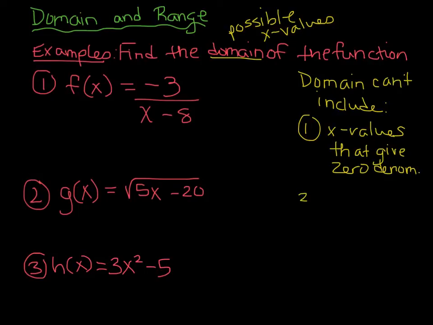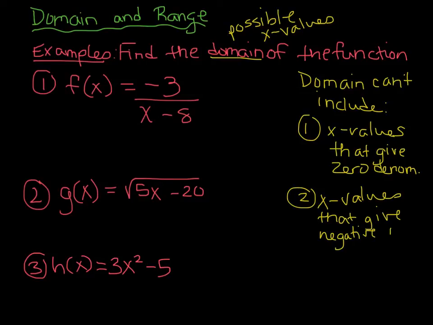The second thing is it can't include x values that give a negative under a square root. So we only want to look at real numbers, so we can't have negatives under square roots, and we also can't have a 0 denominator.